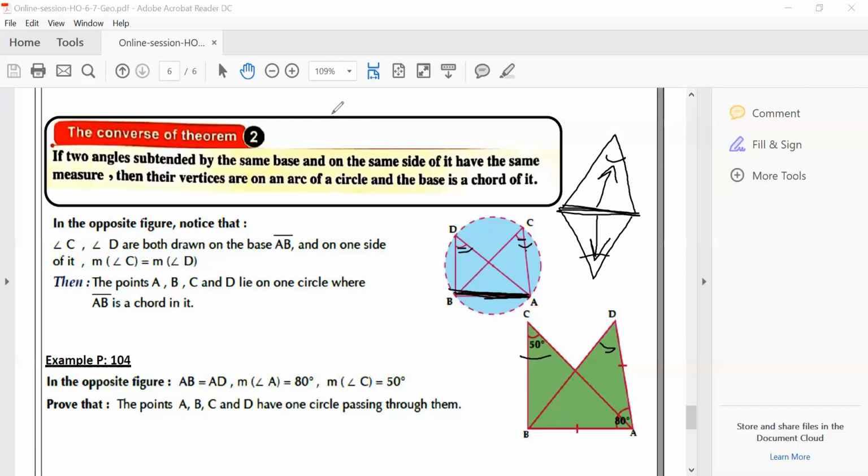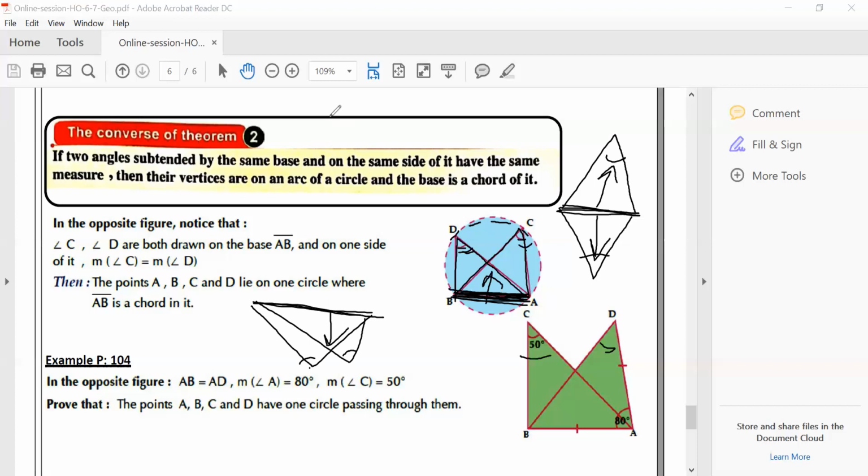So I want two angles having the same base and on one side of it, both of them up or both of them down, like this one. An angle or another angle. Two angles having the same base on one side of it, then their vertices are on an arc of a circle. When I join between them, I will find that they are on an arc of a circle, and the base is the chord of the circle.